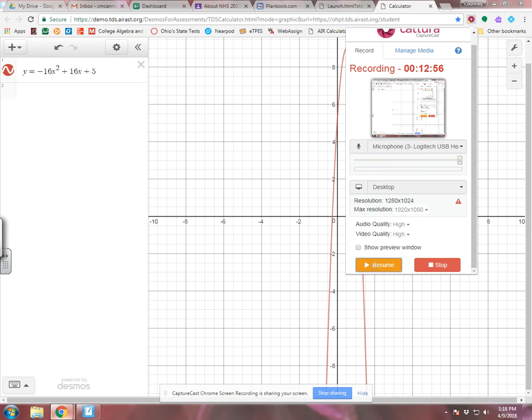Yes. It would look like this when you plug in the negative 5, right? Correct. The only thing that changes is that x becomes a negative 5. Yes, good. Okay, so any questions on that?